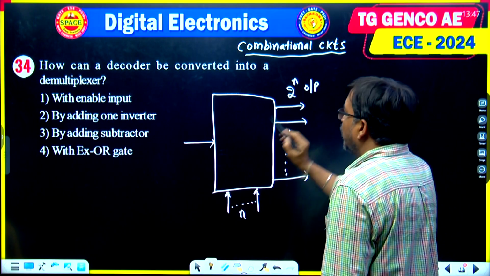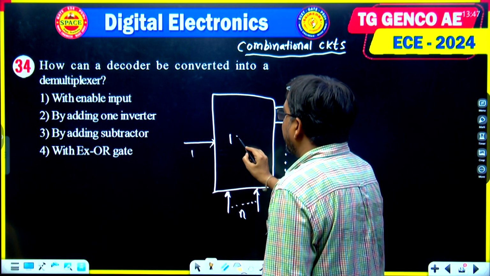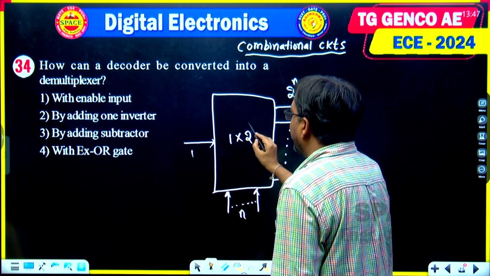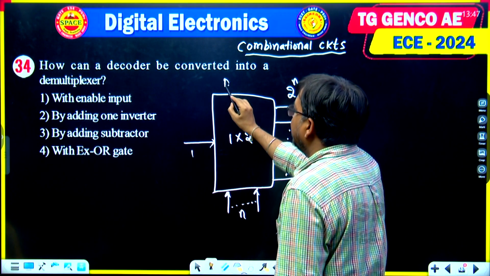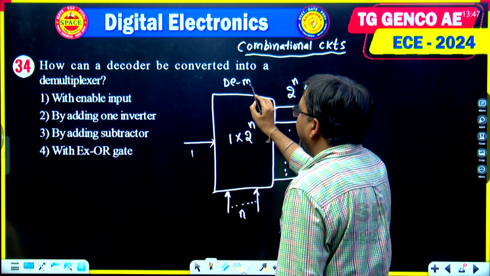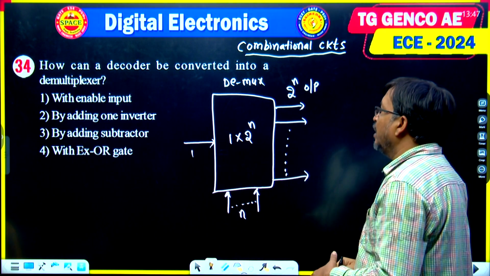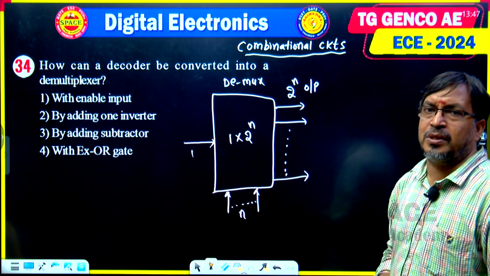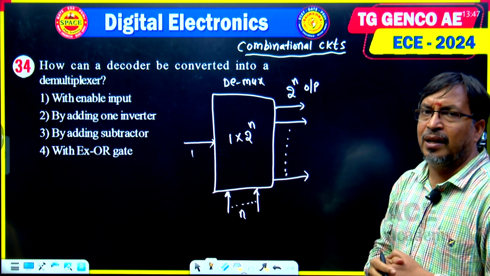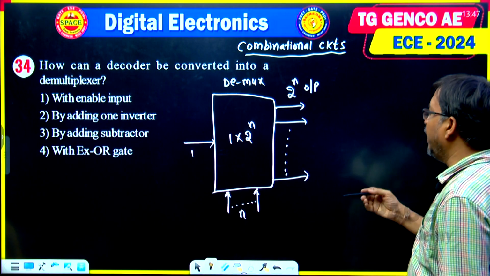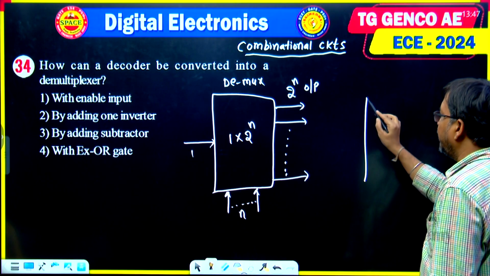How many inputs? Only one input. Then the size of the demultiplexer is 1 by 2 power n. This is the demux definition: a demultiplexer has n selectors, one input and 2 power n outputs. That is about the demultiplexer. Now compared to that, what is a decoder?